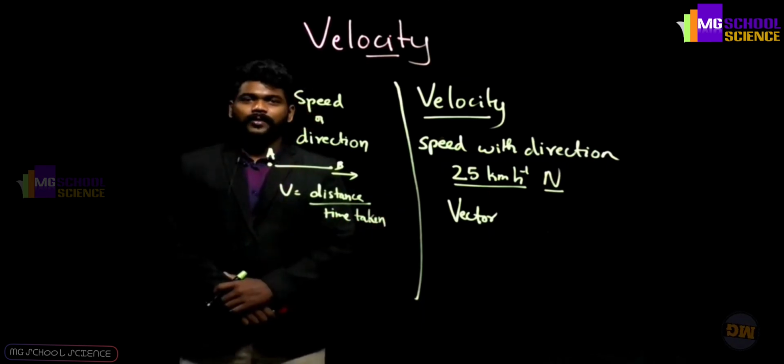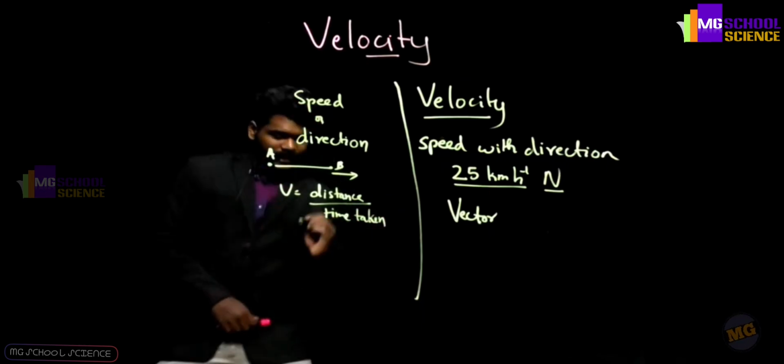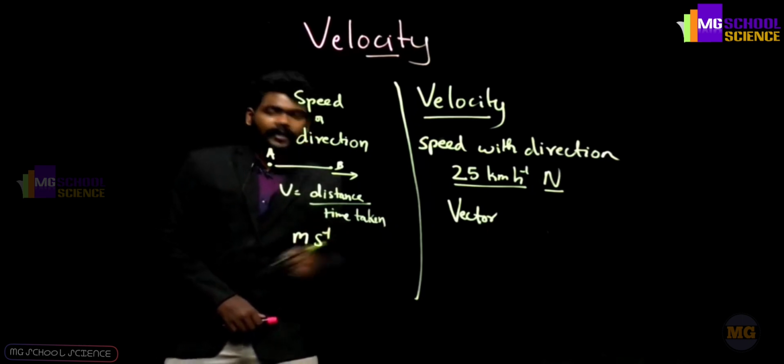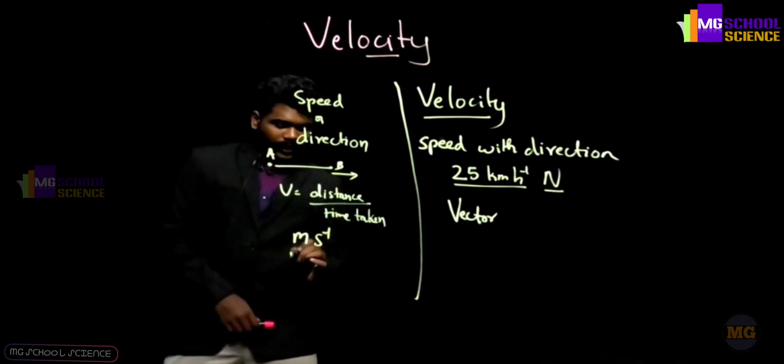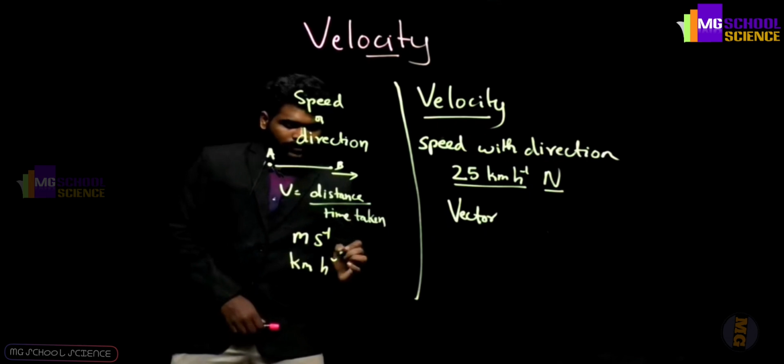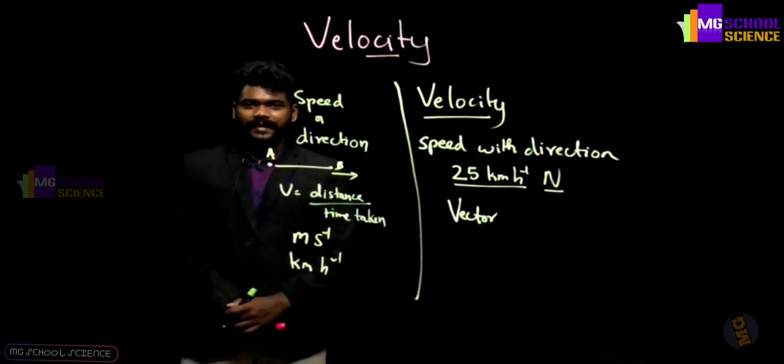The SI unit of velocity is same as that of speed, which is meter per second, and the other units are also kilometer an hour or centimeter per second.